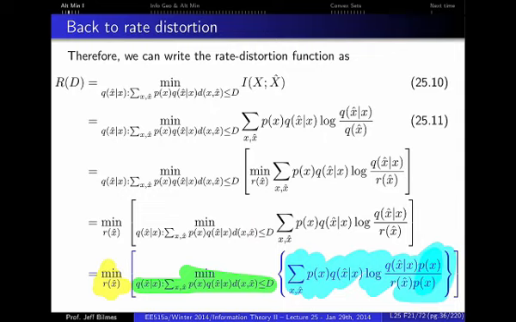So this now looks like an alternating minimization kind of thing. Maybe we could alternate between optimizing r of x hat and q of x hat given x. Maybe, is that going to work?